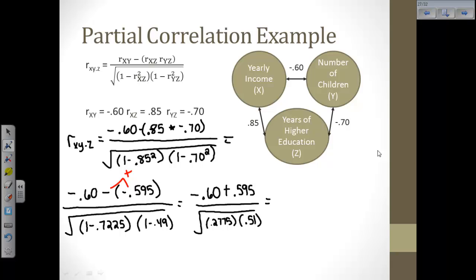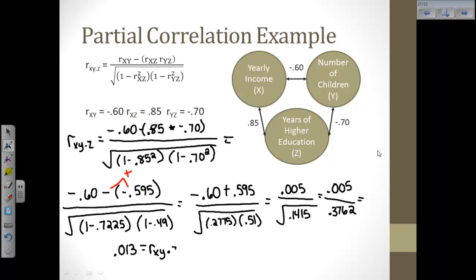Negative 0.60 plus 0.595 becomes 0.005 divided by the square root of 0.2775 times 0.51, 0.1415. Don't forget your square root. And this becomes 0.005 divided by 0.3762. And you end up with a partial correlation of 0.013. So that is the correlation coefficient for the relationship between income and number of children after controlling for the fact that both are related to years of education.